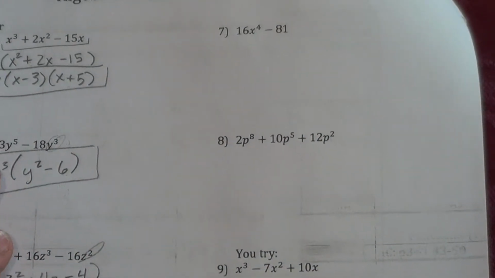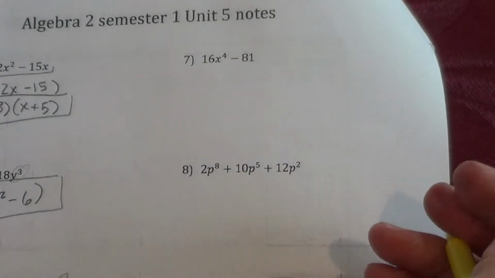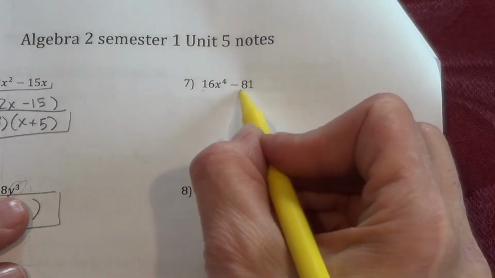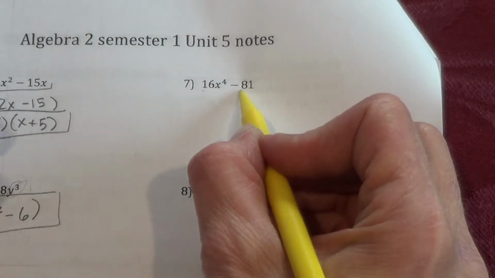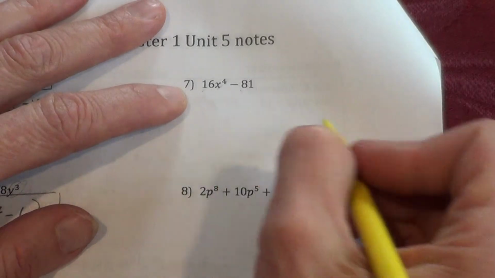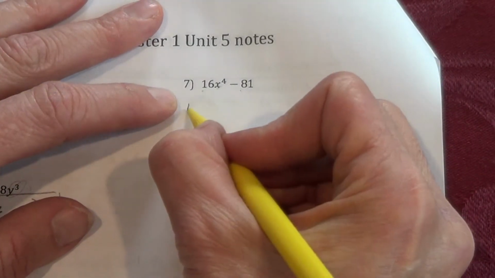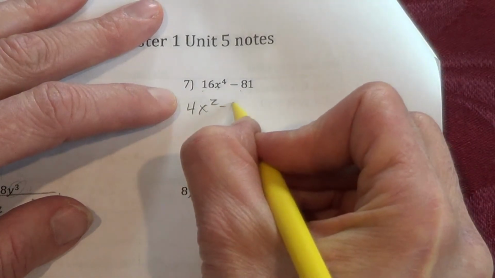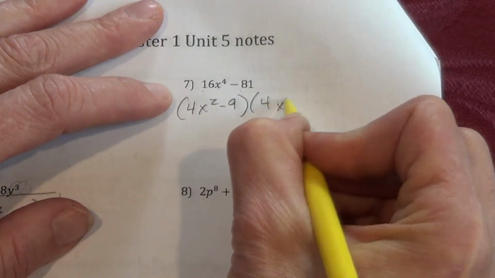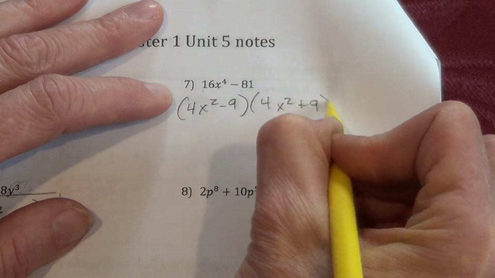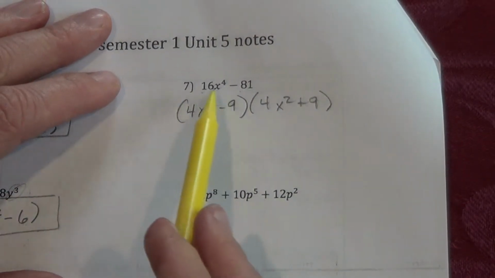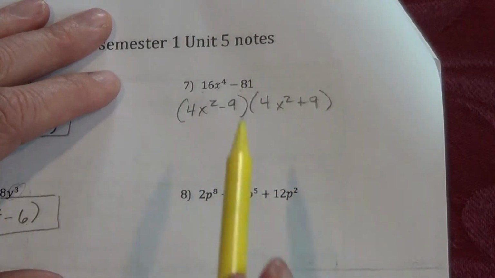Up above, this is a difference of 2 squares. 16 is a perfect square. 81 is a perfect square. And x to the fourth can be broken into x squared times x squared. So we have 4x squared minus 9 times 4x squared plus 9. Love those difference of perfect squares. They're so fast. You just take the root of each and put a plus and a minus.